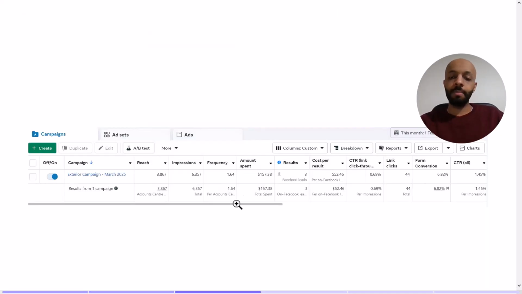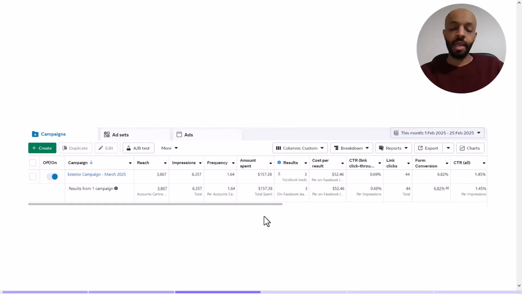Anyway, now this is a campaign that I set up a few days ago, and it hasn't spent much, as you can see, only $157, and it's brought in 3 leads. So the thing I want you to pay attention to here is the metrics up here that I've got. This is what I want to talk about. First, let me explain these, and then I'm going to talk about the 2 that you need to really pay attention to after the cost per lead or the cost per result.